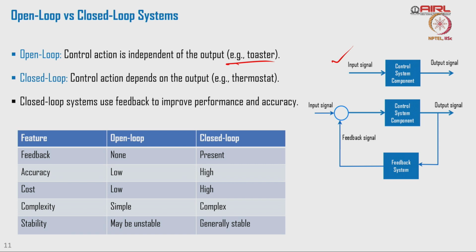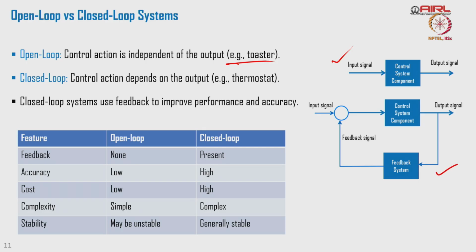You give some input, you get something out of that particular system component. Now, what happens? We can't always control the system in the desired fashion, and then whatever output signal we get might not be the desired output. So, to add some correction mechanism, there is a concept of feedback.